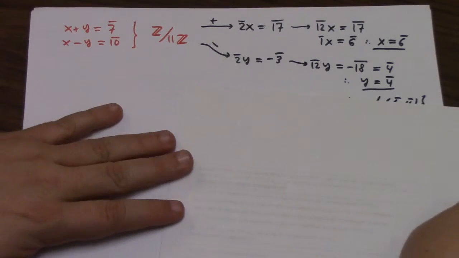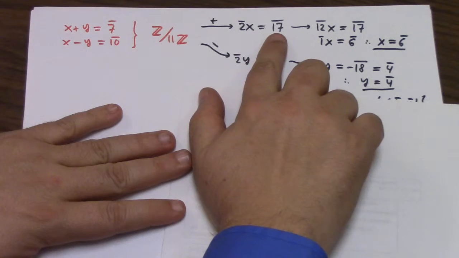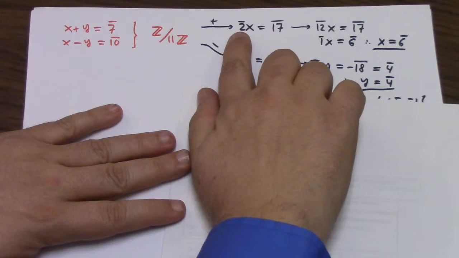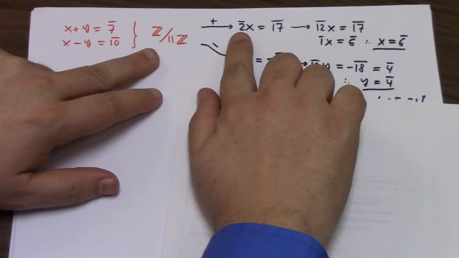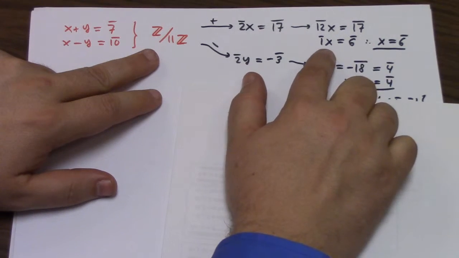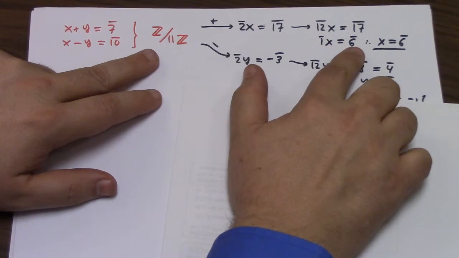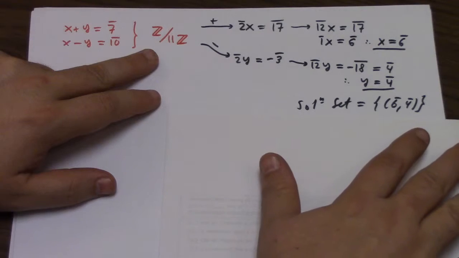Adding equations, of course, gives me 2 bar x equals 17 bar, but the multiplicative inverse of 2 in Z mod 11 is just 6, because 6 times 2 is 12, which is 1. So 12 bar x is equal to 17 bar, and then 17 reduces to 6, because if you subtract 11, you get 6. And so there you have it. The x value is just 6 bar.